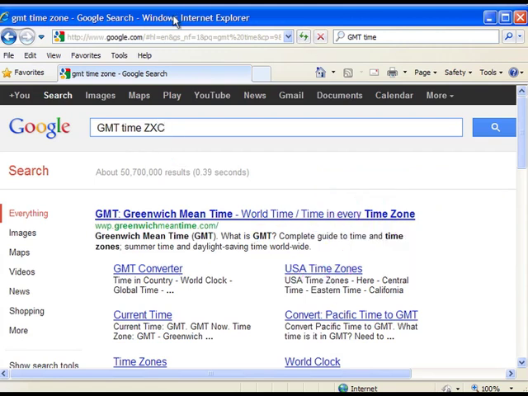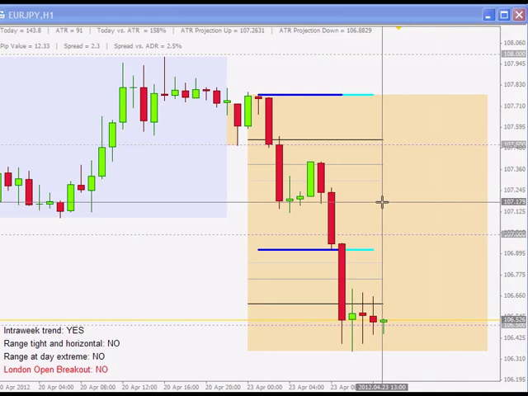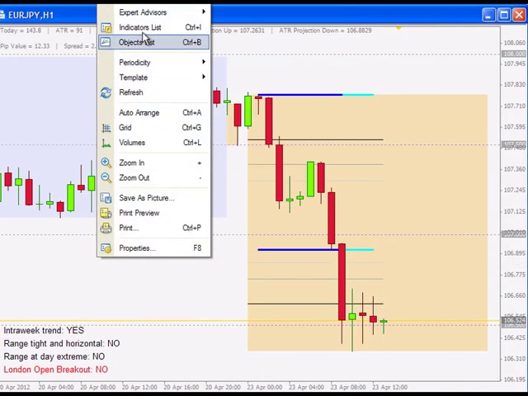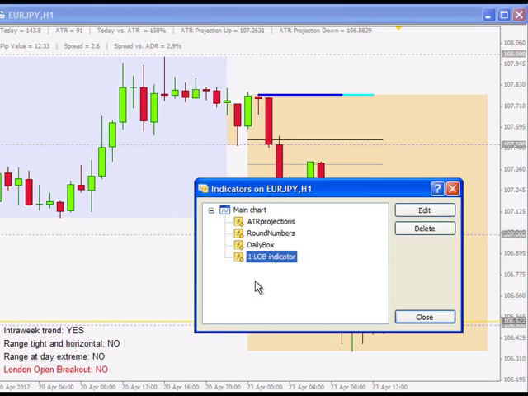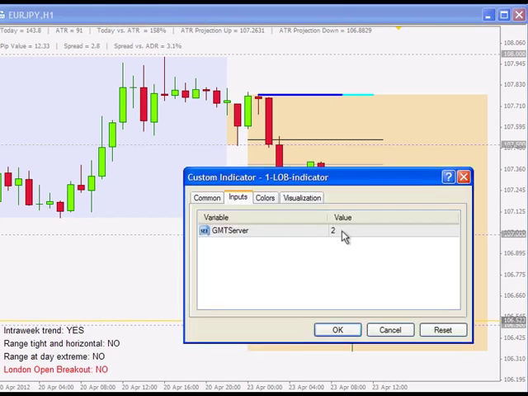Okay, so I simply go into my indicator and I right click, go into indicators list, I mark the London Open Breakout indicator, click on edit, and here, as I've already done, we have to enter 2, because again, like I said before, there is a 2 hour gap between my MetaTrader platform and GMT times. MetaTrader is 2 hours ahead of GMT.